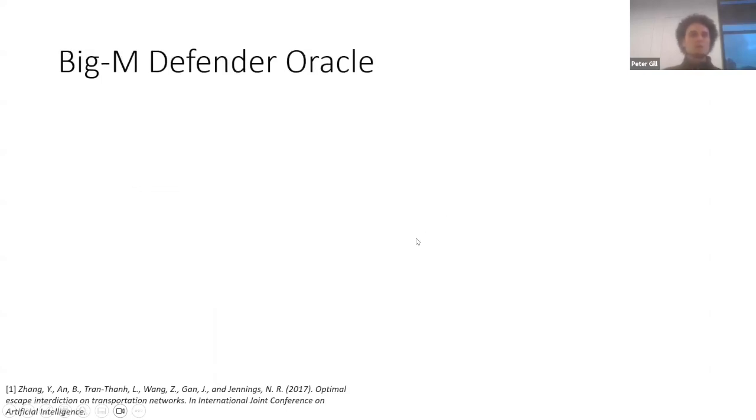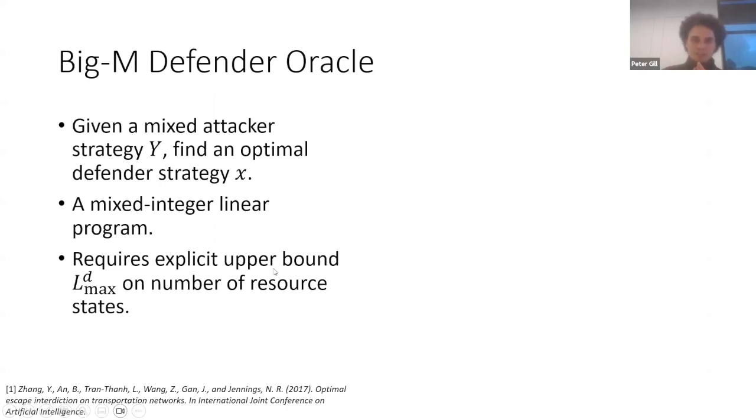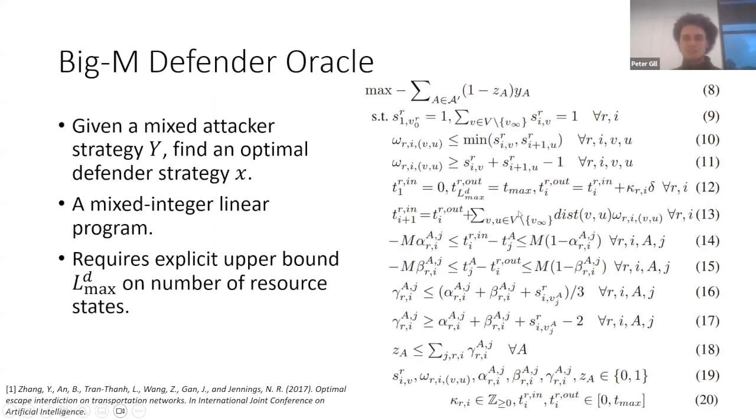So that's that. And so we can look at what's happened in the past. Big M defender oracle was one of the first defender oracles to be made for these escape interdiction games. So it's a very big mixed integer linear program. And here it is. It's not that nice to look at, or beauty's in the eye of the beholder. But the thing I want to focus in on is the fact that the bluish outlined area, those constraints take care of the feasibility of the solution. So making sure that your attacker path actually is a feasible path.